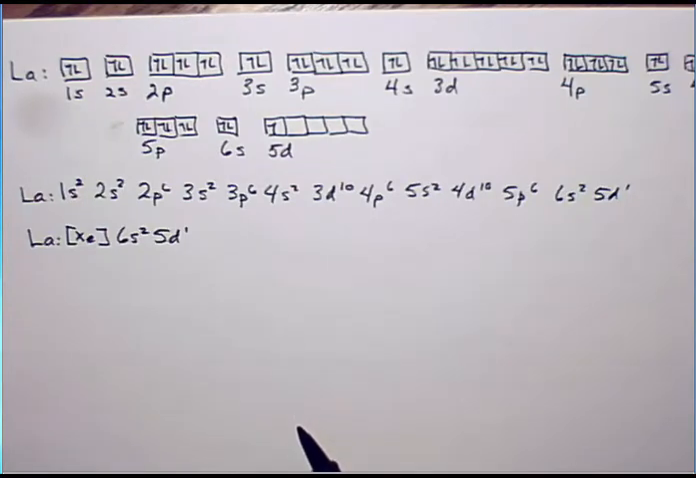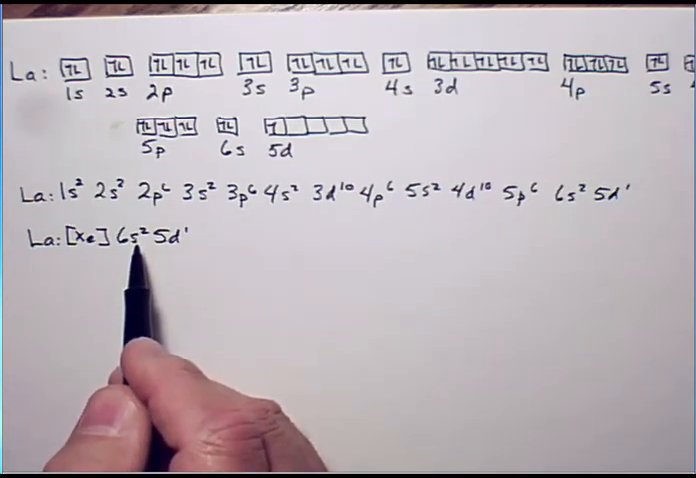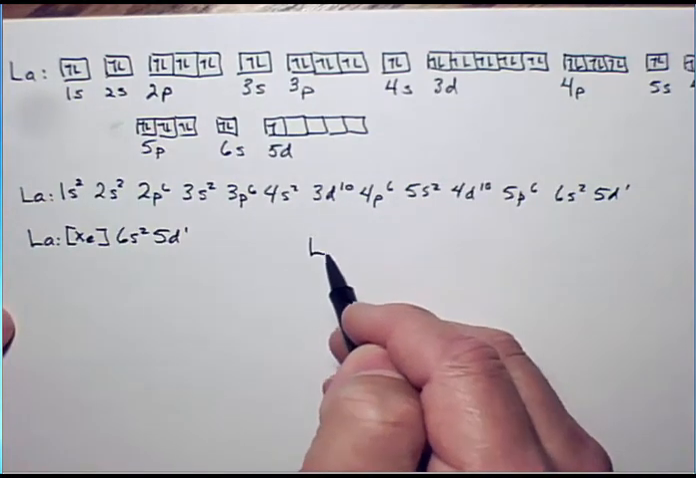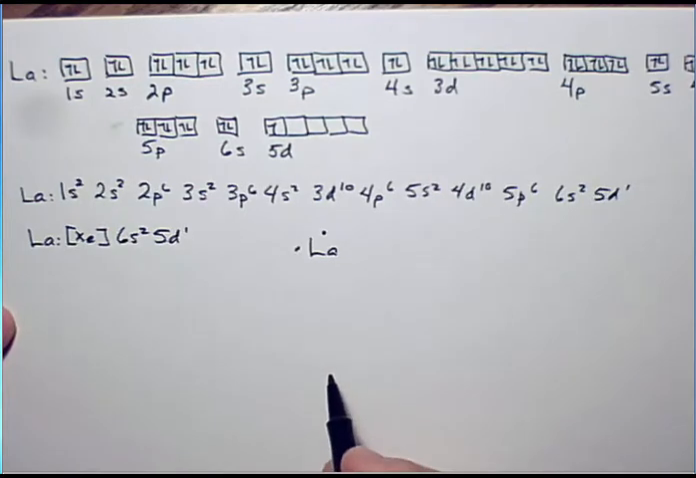Okay. Now, if we're doing the electron dot notation, we're just going to count the electrons in the highest energy level. And there are 2 electrons in the highest energy level. So we're going to write lanthanum and put 2 dots around it. And there's your electron dot notation for lanthanum.